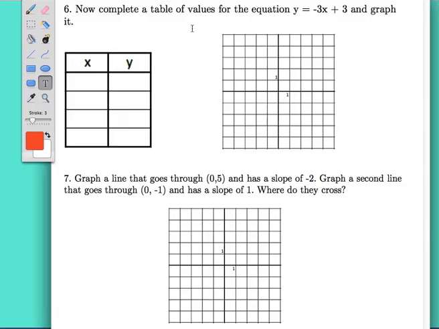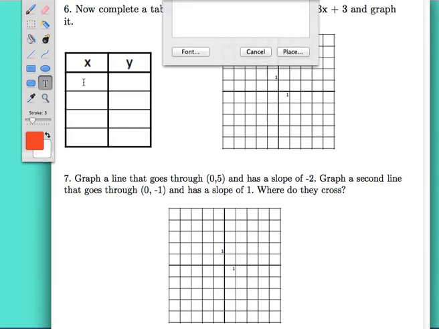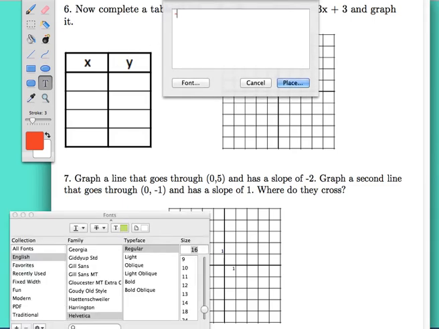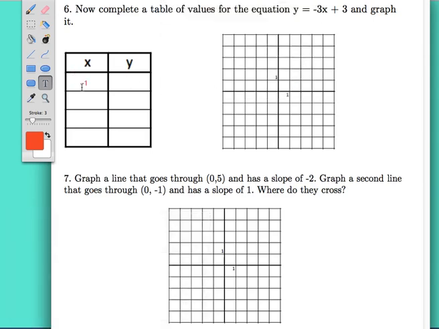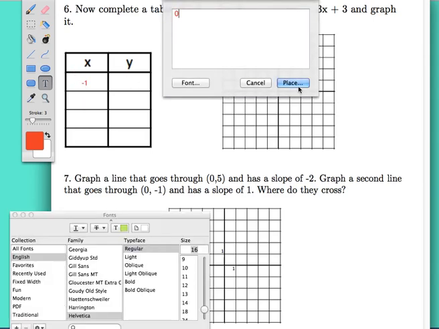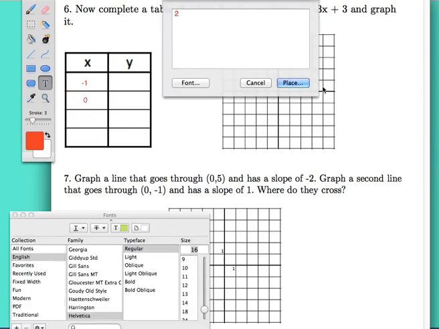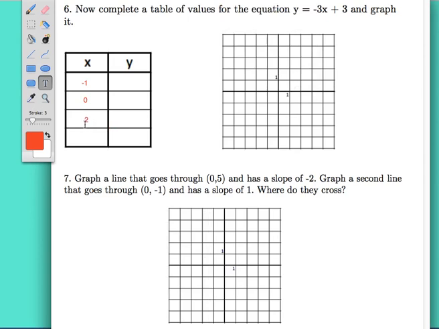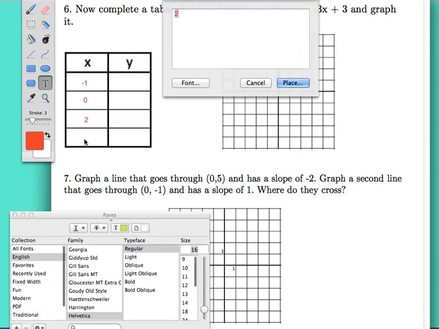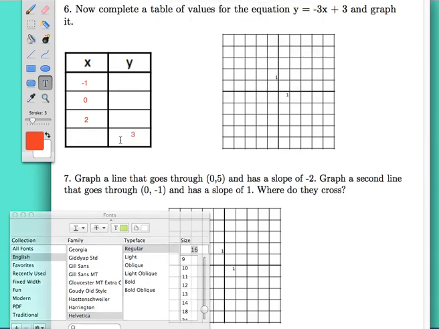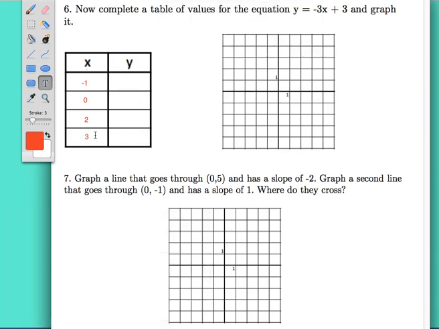So question 6 and 7 tell us to first, for question 6, something we've already done, complete a table of values for this equation and then graph it. So if I were to say, okay, I know I got to write a bunch of x's here. Let me try -1 for the first x. I'm going to put that there. Then maybe a 0 is always a good idea. I'm going to put that in there. Maybe I'd like a 2 for some reason. And then, you know what, maybe just for fun I'm going to use a 3. Put in here. So now I've got my 4 x values that I'm using in my table.